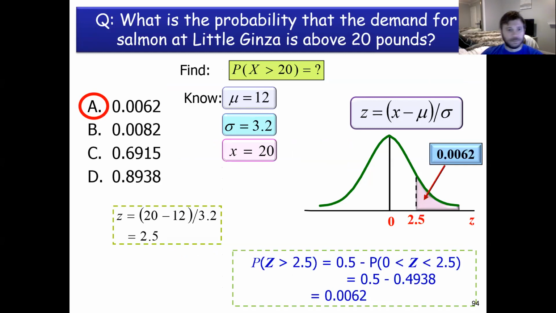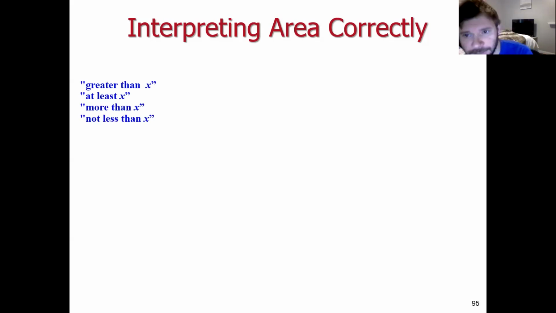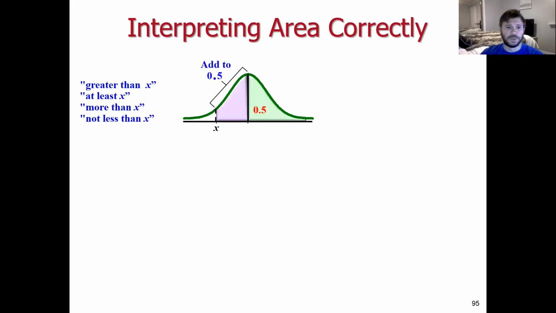Okay, so it's important to make sure we're interpreting that area correctly. There are really 3 general cases that we could boil this down to. In the first case, we're looking at an event where they're asking what is the probability that something is greater than X, or at least X, more than X, or not less than X. Those are all narratively equivalent statements. In that case, if X was below the mean, then we use the table value to find the pink region drawn in the diagram, and we had to add 0.5 to that pink region.